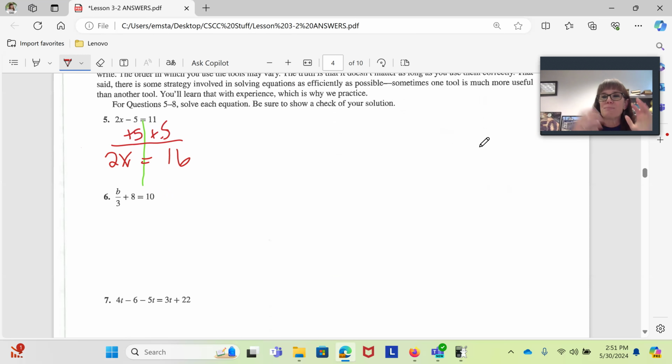I have 2 smashed up against the x. That means 2 times x. What is the opposite of times? Divide. So we're going to divide both sides by 2, which will leave me with my answer of x equals 8. It's a two-step equation. I had to add and subtract stuff first, then I had to divide by 2. You could plug it back in. You should plug it back in. 2 times 8 is 16, minus 5 is 11. There's definitely value in that.